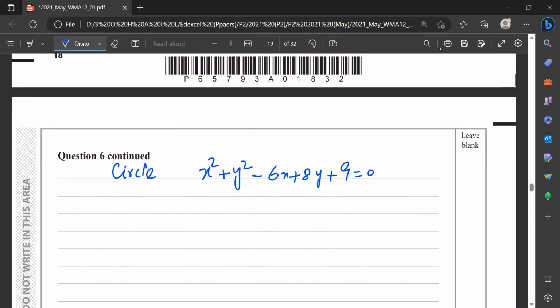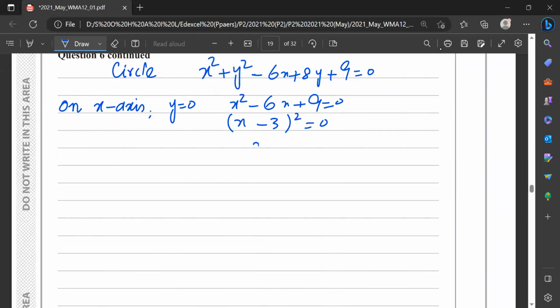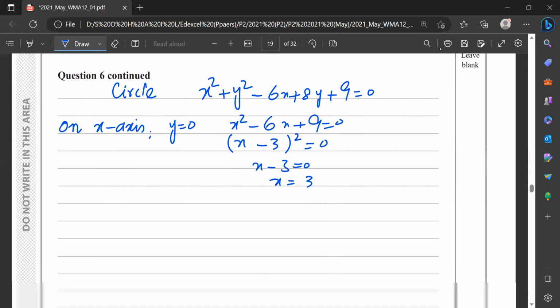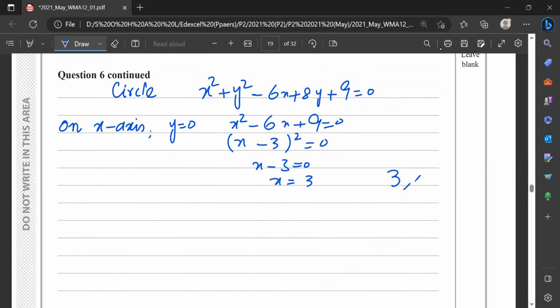Meets the coordinate axis. So meet on the x-axis. On the x-axis, y is equal to 0. So if y is equal to 0, we have (x minus 3) whole squared, by direct method. So x minus 3 is equal to 0 means x is equal to 3. So the point is (3, 0). You can label this as either R or S or T, any letter you can use for this point.